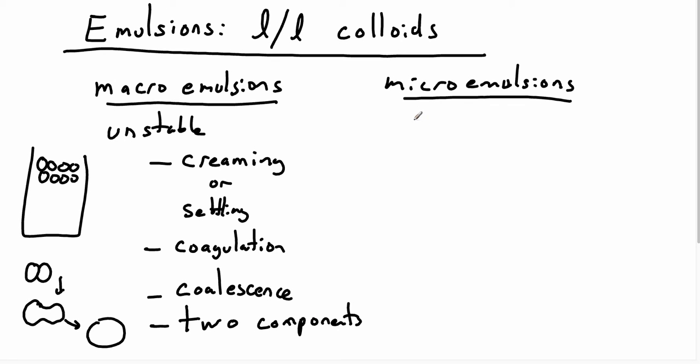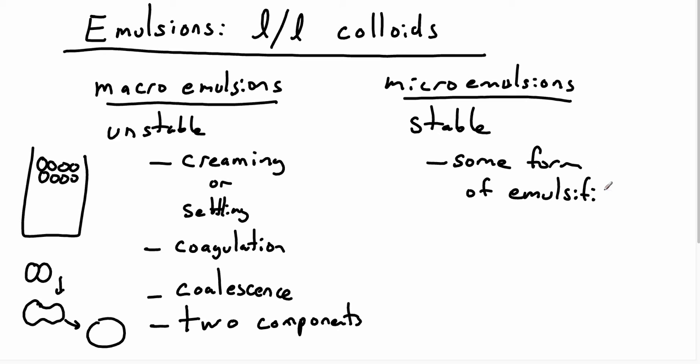Well, microemulsion's different. A microemulsion is going to be stable. And the reason it's stable is that we have some third compound, which will be some form of emulsifying agent. And that third component is going to be able to keep the emulsion stable.